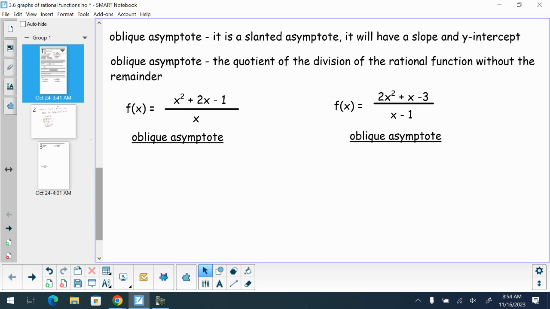All right, so if we take a look, the degree of the denominator is 1. The degree of the numerator is 2. So we will have an oblique asymptote. So we can take x and divide it into x squared plus 2x minus 1.